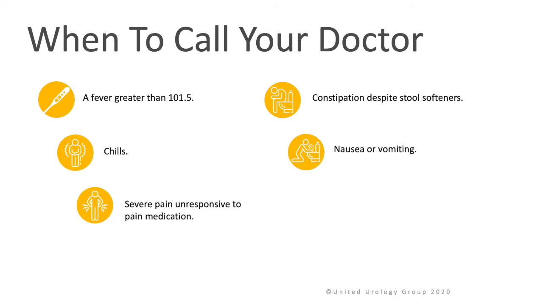When to call your doctor. If you have a fever greater than 101.5, chills, severe pain unresponsive to the medications given, constipation despite stool softeners, or nausea or vomiting.